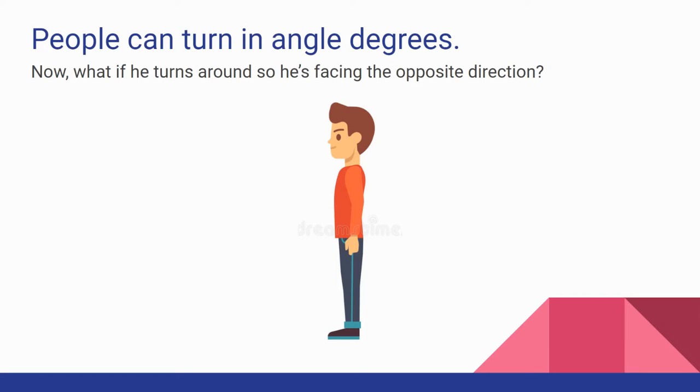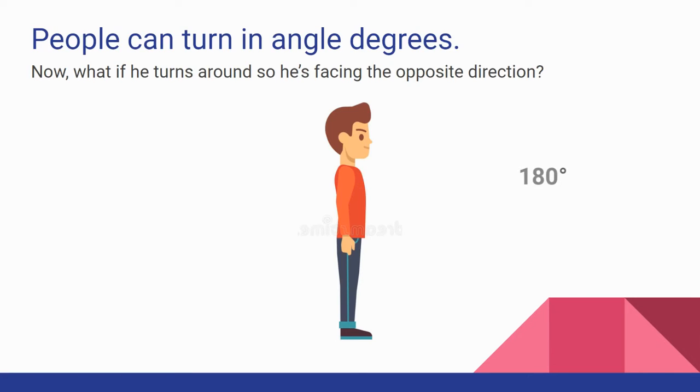Now, what if he turns around so that he's facing the opposite direction? Let's take a look. So now he's turned the other way. Think about how many degrees he turned. He turned 180 degrees. And if you think about him standing on a line, he made a complete 180-degree turn. Or if he's even standing on a protractor, he did the entire side of the protractor.